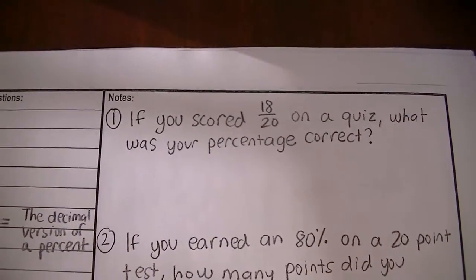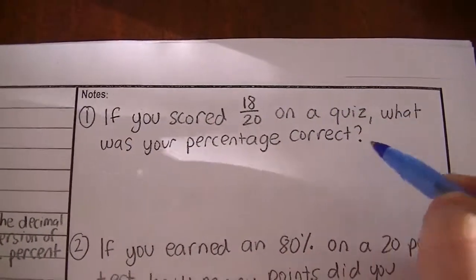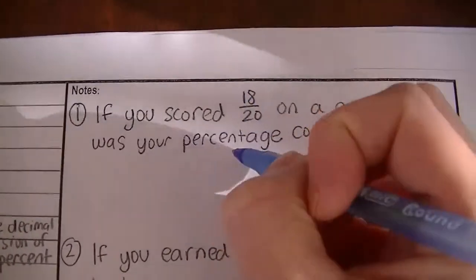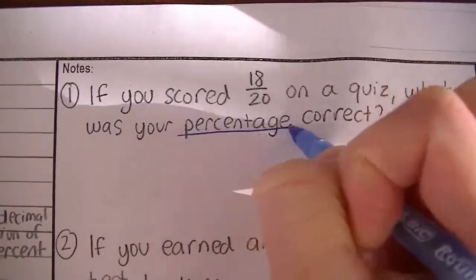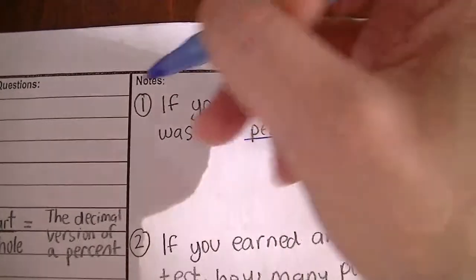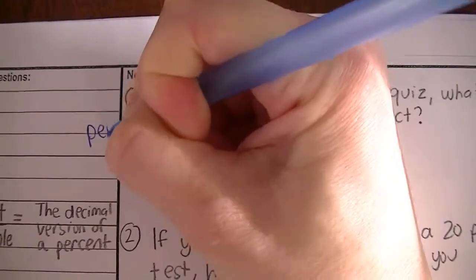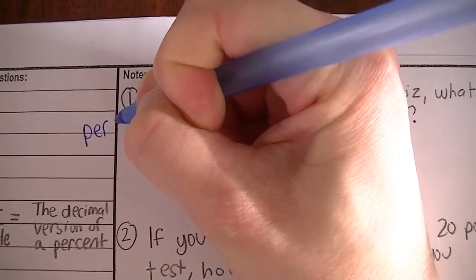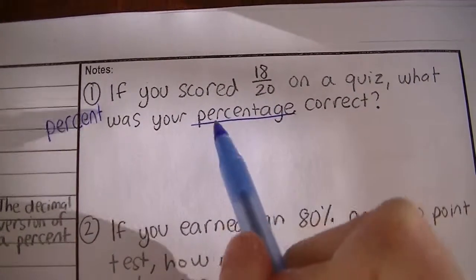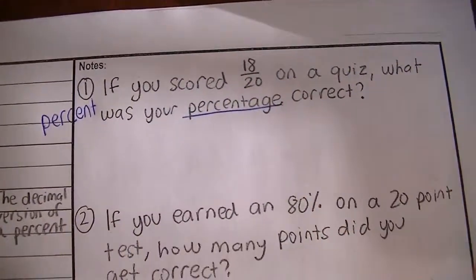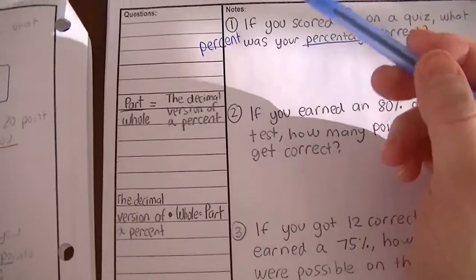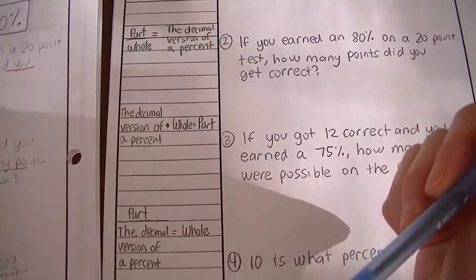For the first one, it says if you scored 18 out of 20 on a quiz, what was your percentage correct? This gives me a hint right there in that wording that they're wanting us to find the percentage. I'm going to write off to the side that we're solving for a percent. So when you go to study this, you'll know for sure which problems to practice, because if you know that you're struggling with finding percentages, then you'll know that you can rely on this type of problem to help you study, okay? Since I'm solving for a percent, you have to determine which equation is probably the fastest one to use.